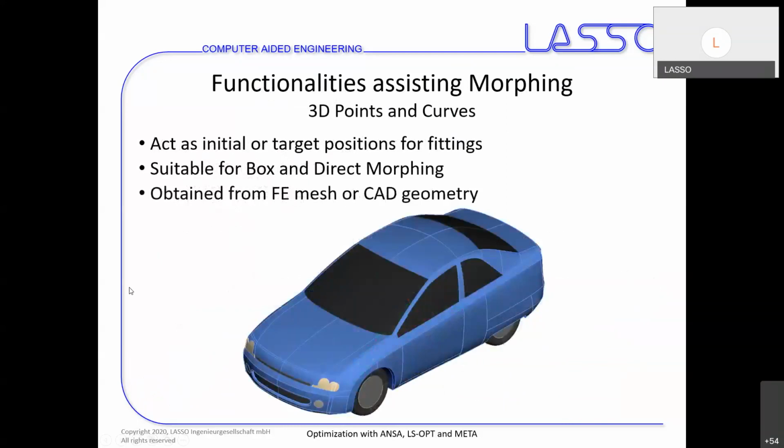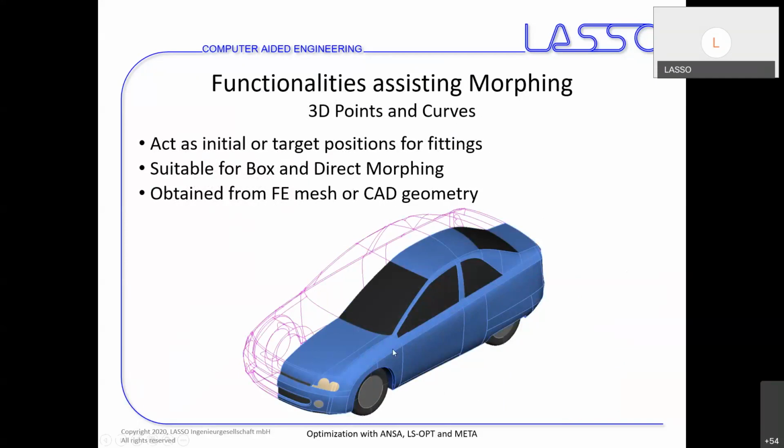All right, let's have a look at some functionalities that assist us in using the morphing functionalities. The first one are auxiliary topo entities like 3D points or curves. Even if our model is a pure FE mesh, we can create points or curves out of edges or feature lines in order to more easily select source and targets for fittings, for example.